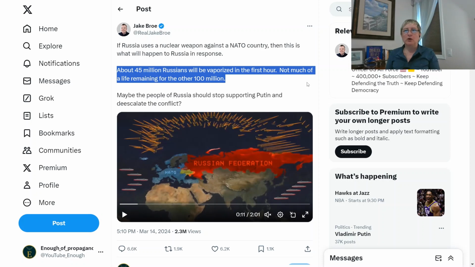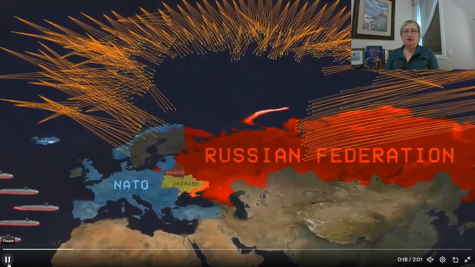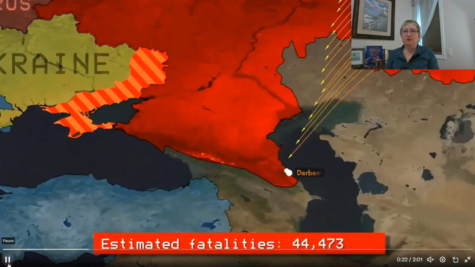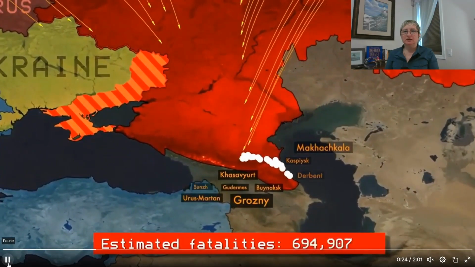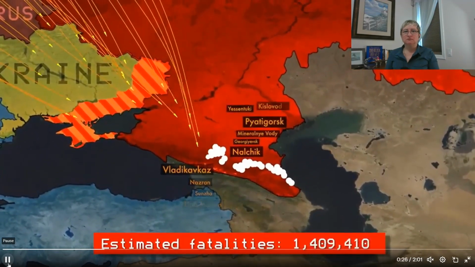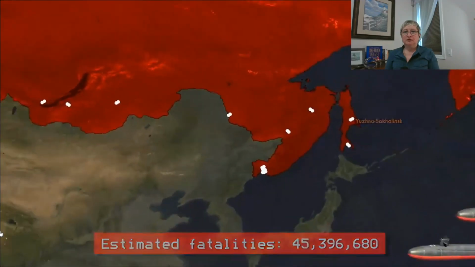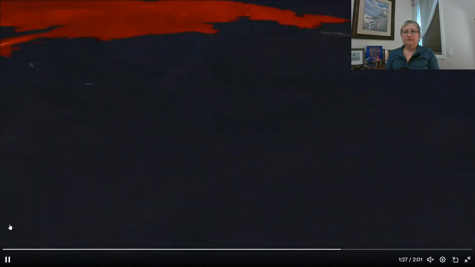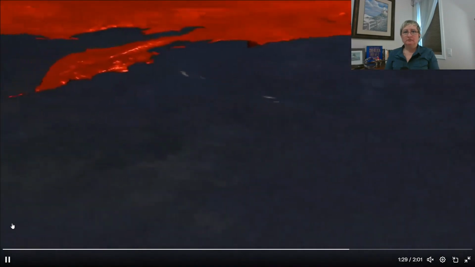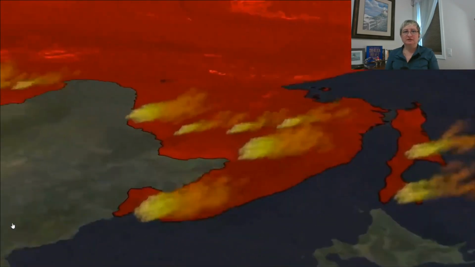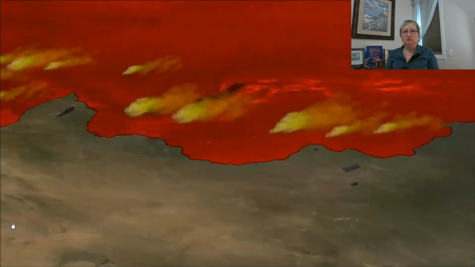Putin is the one who is escalating everything. It is Putin who is threatening the world, not everybody else. And this is what's going to happen to Russia if they attack NATO with nukes. This is the other side of the country. Russians should know that.